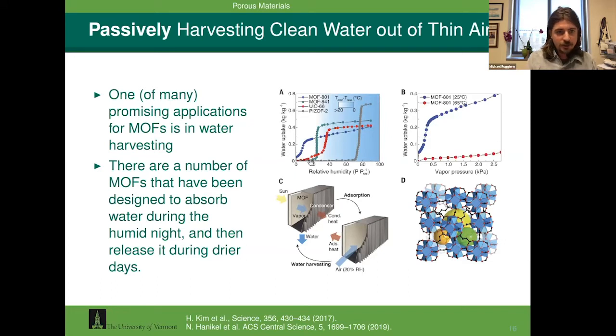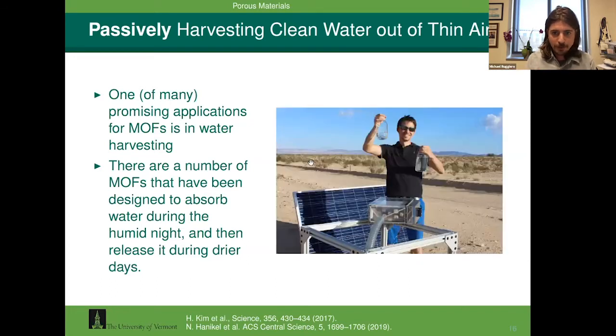And so there's actually a pretty cool group out there that did some work where they actually went into the Arizona desert. They designed a MOF that works at the relative humidity range of the Arizona desert during the day and night. And it absorbs water at night when the humidity goes up, and it passively releases water during the day when the humidity drops. And the only reason why you see a solar cell here is there's a fan to help increase the airflow over the material. So literally produces clean water magically out of thin air.